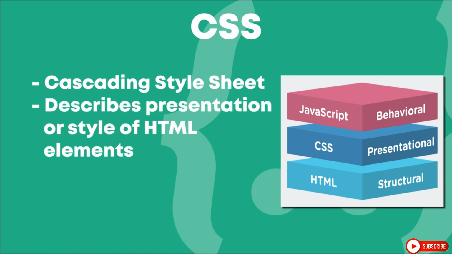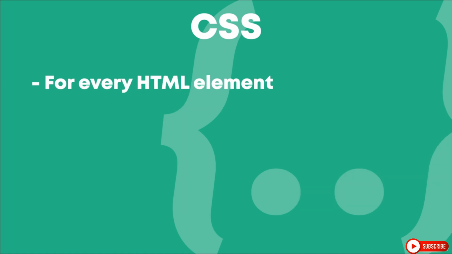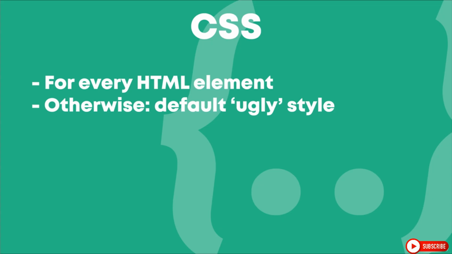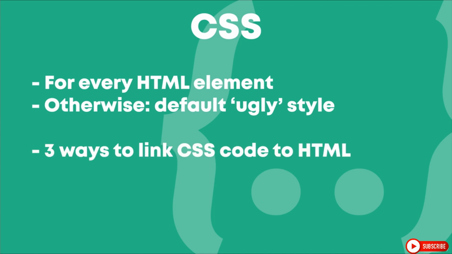As mentioned before, CSS code describes the appearance or presentation of the HTML elements. Every HTML element can have its own piece of CSS code, and if an HTML element does not have an associated piece of CSS code, it will get the default style. This is what a website without CSS looks like. This is of course quite ugly, so we do want to link CSS code to the HTML elements. And there are three ways to do this.